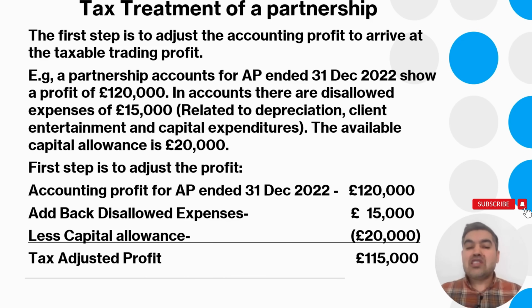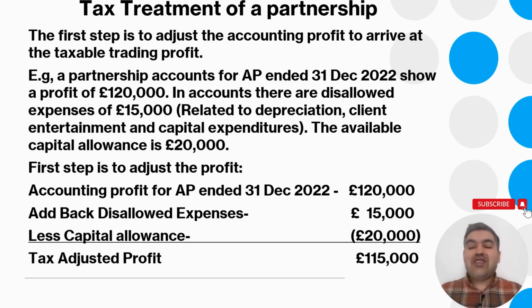However, the first thing you need to remember is that the first step is to adjust the accounting profit to arrive at the taxable trading profit. For example, a partnership's accounts for the accounting period (AP stands for accounting period) ended 31st December 2022 show a profit of 120,000. In the accounts, there are disallowed expenses of 15,000 relating to depreciation, client entertainment, and capital expenditure. The available capital allowance is 20,000.